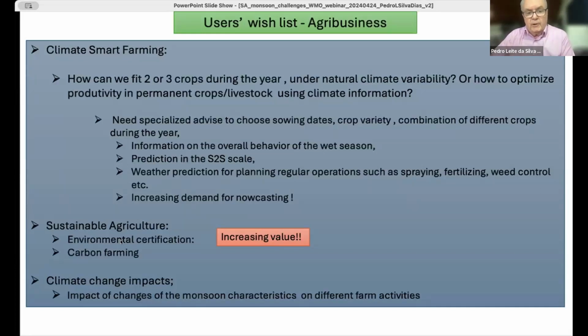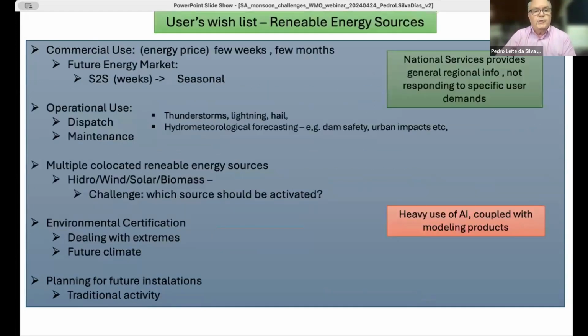Another point is sustainable agriculture, environmental certification. Carbon farming is also something important. And of course, what's going to happen with climate change. Concerning renewable energy, there's a lot of interest from the point of view of energy pricing, few weeks, few months. The S2S time scale is very critical. The seasonal prediction is also very important. And as I mentioned before, national services in general do not provide the regional information, not responding to specific user demands.